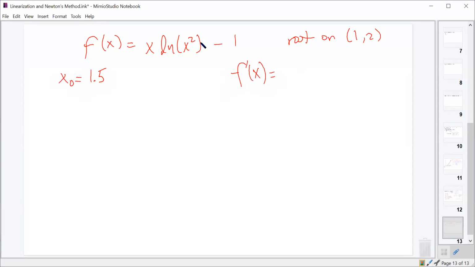We've got to use the product rule for the x ln x squared. So that'll be x times the derivative of ln x squared, which is 1 over x squared times the derivative of x squared, which is 2x. And then plus ln x squared times the derivative of x, which is just 1, and the minus 1 goes away, which simplifies down to 2 plus ln of x squared. Everybody agree with that derivative?